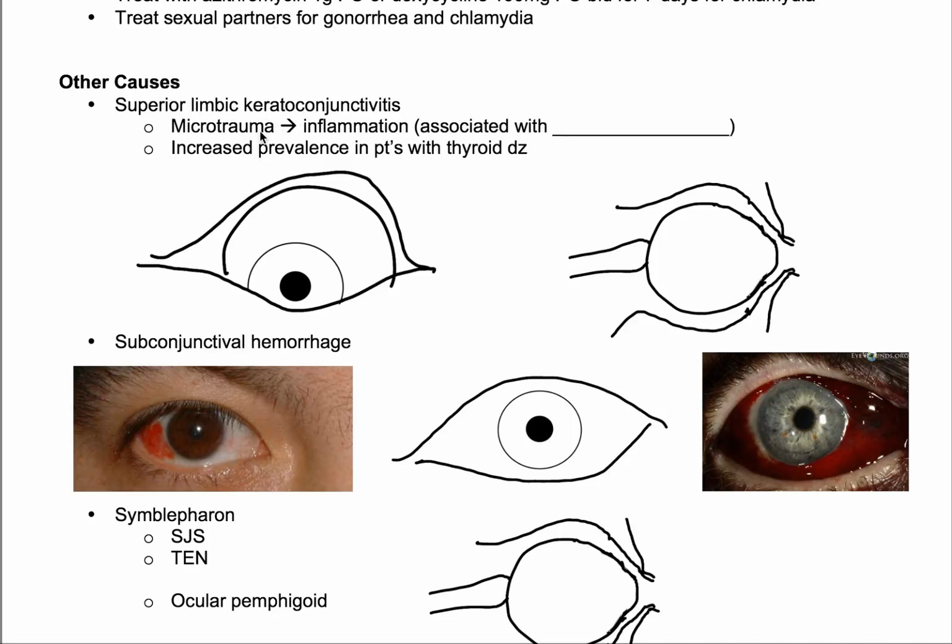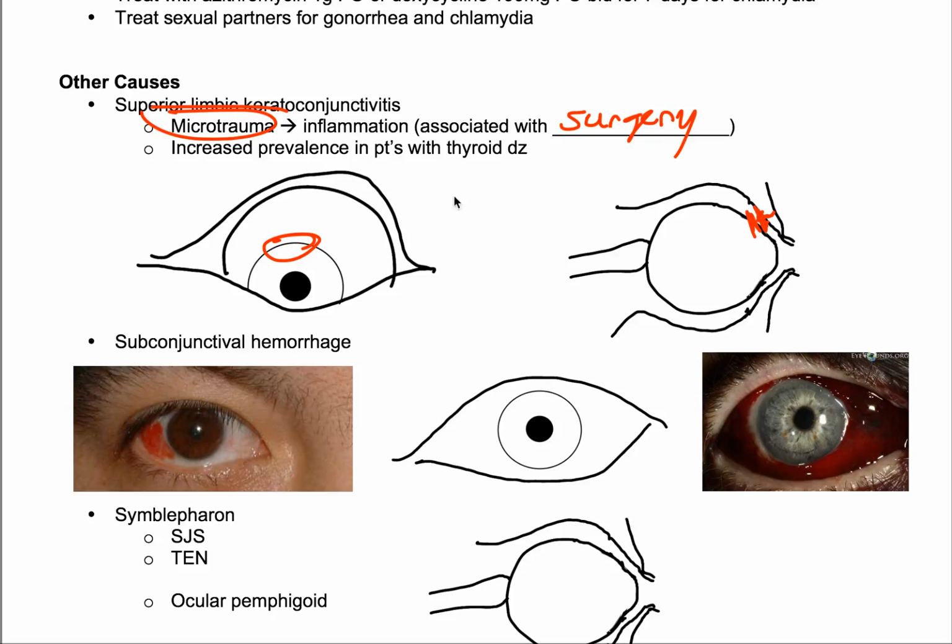Superior limbic keratoconjunctivitis we're going to look at briefly because it's got some great pathophysiology. Now, this is associated with microtrauma to the superior limbus of the cornea, and it is due to inflammation. It's associated with surgery on the eye, especially plastic surgery. Anything that would kind of nip tuck or tighten up the eyelids will cause a little bit of increased pressure and contact between the superior part of the eyelid and the superior limbus here. And that extra friction can cause superior limbic keratoconjunctivitis.